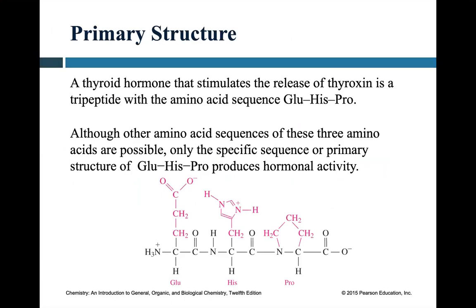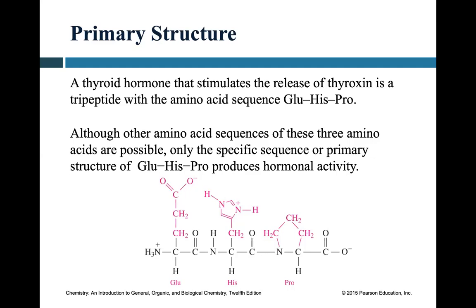So to give you an example, right, why is primary structure important? We're going to stick with small peptides, not necessarily a protein, but it says a thyroid hormone that stimulates the release of thyroxine is a tripeptide with the amino acid sequence glutamine, histidine, and proline. Although other amino acid sequences of these 3 amino acids are possible, right? You could have pro-glu-his, his-glu-pro, or whatever combination you want of the 3.